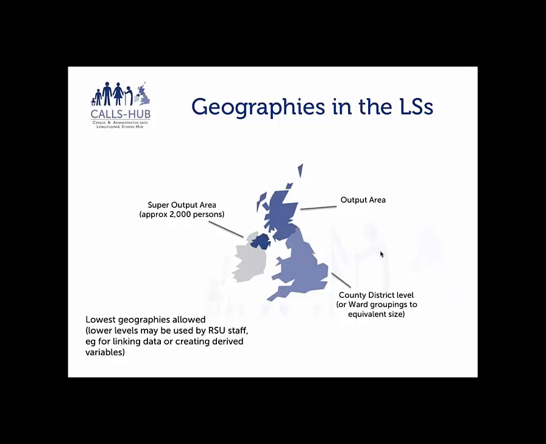Okay, so the lowest geographies allowed in the LSs for outputs vary slightly for the three LSs. For Scotland, it's the output area, which is very small: 20 to 77 households, a minimum of 50 people. In Northern Ireland, it's a super output area. And in England and Wales, because of the smaller sampling ratio of 1%, it's county district level or ward groupings of equivalent size. Now, the staff supporting you at the RSUs are able to use smaller levels, right down to grid references. That's used for linking another data set or for creating derived variables at the bigger area for you to be able to use.